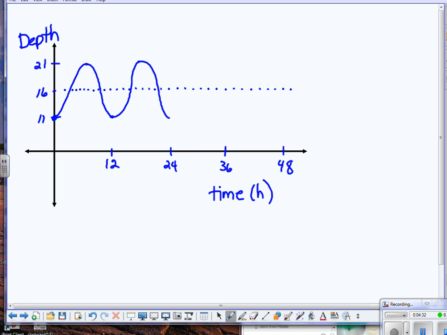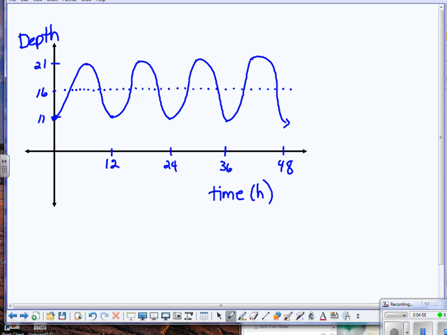2, 3, and 4. Okay, seems to be growing, getting deeper. All right, here's our graph relatively.